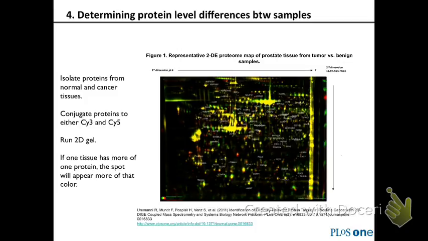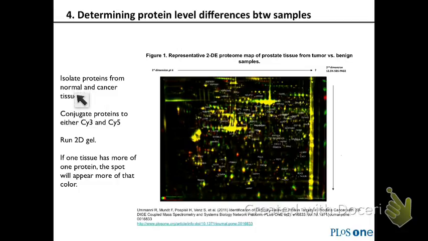Because if you see a different spot in the cancer cell versus the normal cell, you know, okay, there is a new protein being expressed in the cancer cell that's not in the normal cell. Or you can do this kind of analysis where you look at the differential presence of the proteins. What you do here is, for example, you isolate proteins from normal and cancer tissues. And you can conjugate these proteins separately with either the fluorescent dye Cy3, which will label all the proteins green, or Cy5, which will label all the proteins red, right?